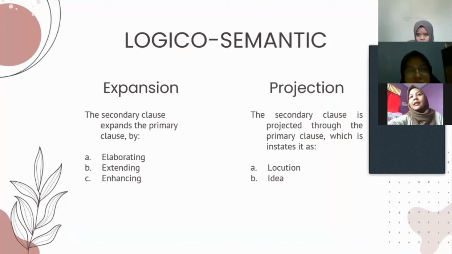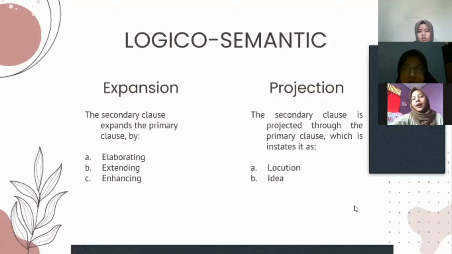The next, projection. The secondary clause is projected through the primary clause. Projection relates phenomena of one order of experience, the processes of saying and thinking, to phenomena of a higher order, semiotic phenomena, what people say and think. The subtypes of projection are locution and idea. Thank you. The further information will be explained by Aderani. Aderani, the time is yours.